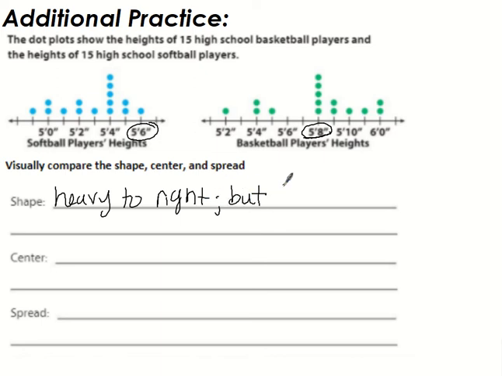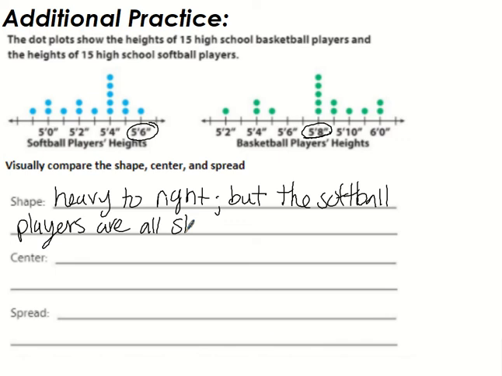But the softball players are all shorter than 5'6". Okay, they are all small compared to the basketball players.